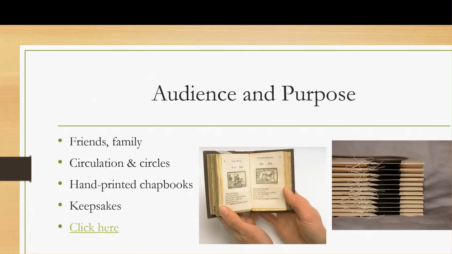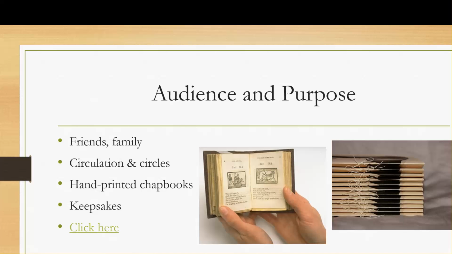In this next slide, you see I've titled it Audience and Purpose. I want you to consider how the women poets that you read wrote for their families, they wrote for circles of friends, and if they published in their lifetime, they wrote in small, hand-printed chapbooks, which were often paid for by friends. So the circulation of the poetry that is represented in your anthology was very small to begin with. It often involved only circles of friends.